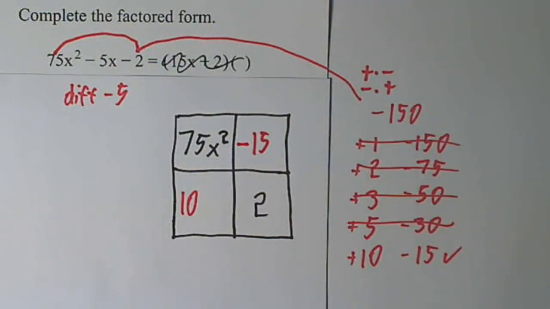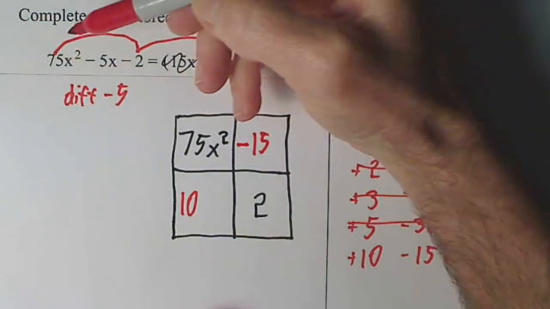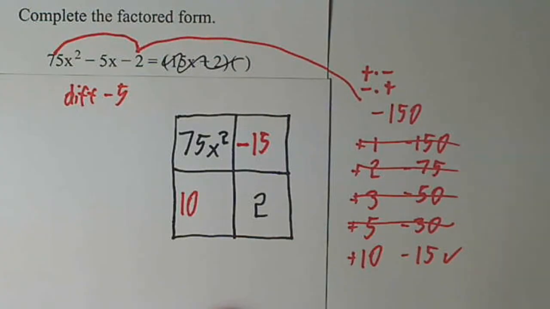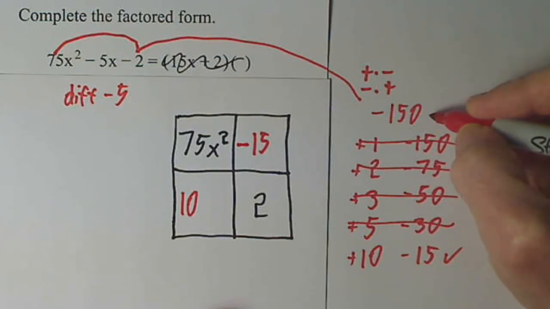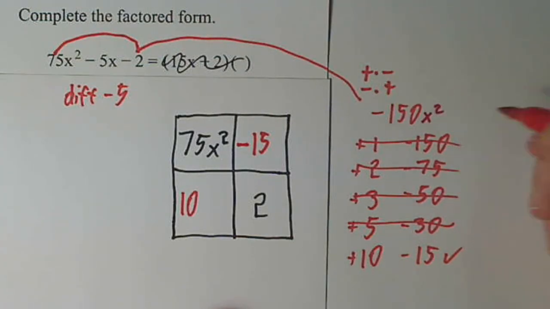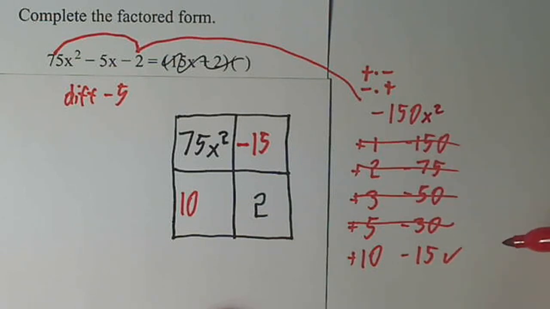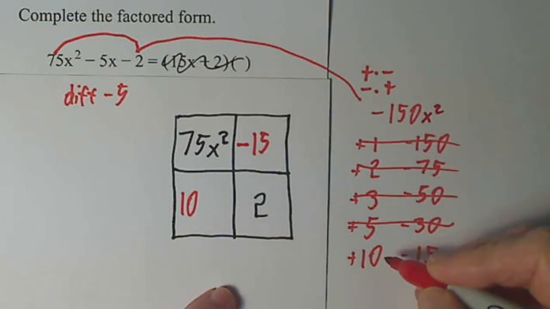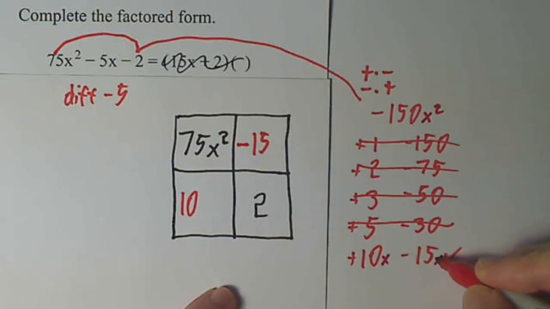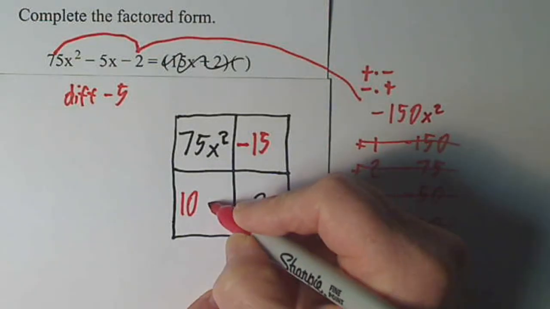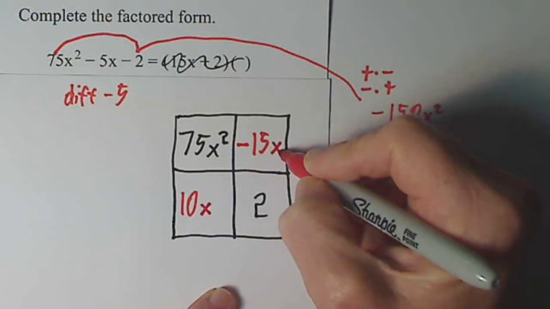Now the other thing you have to keep up with is when we multiplied 75x squared times negative 2, we really got negative 150x squared. But I don't feel like writing x squared and x by each of these terms. So just remember there's an x here, there's an x here. So simply put that in the box.